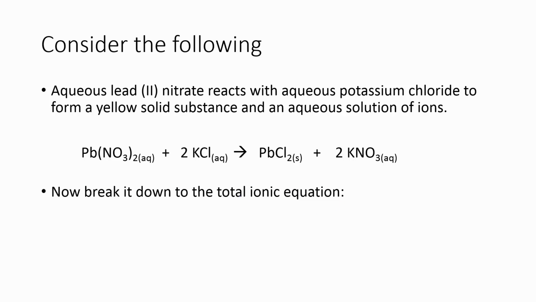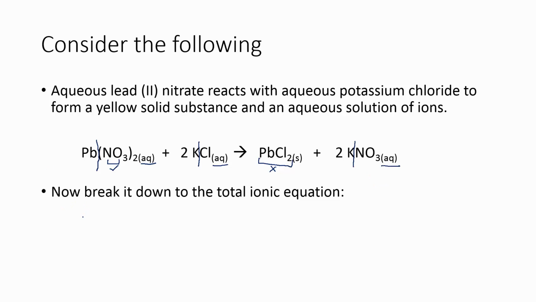Next, we want to break this down to the total ionic equation. So we look at what we'll break apart. This says aqueous, so we break it apart: lead and nitrate ions. The nitrates themselves stay together because those are covalent attachments. Potassium chloride is aqueous, so that breaks apart into potassium and chloride. Lead chloride is solid, so it does not break apart and stays together. Potassium nitrate is aqueous, so potassiums and nitrates break apart.